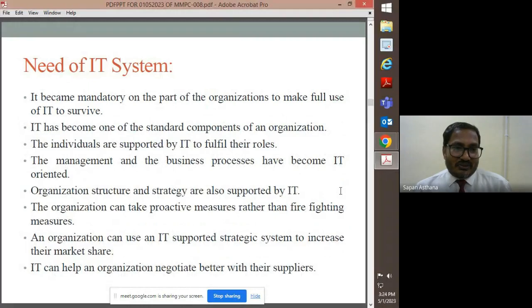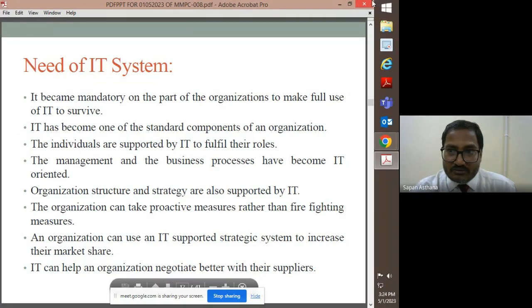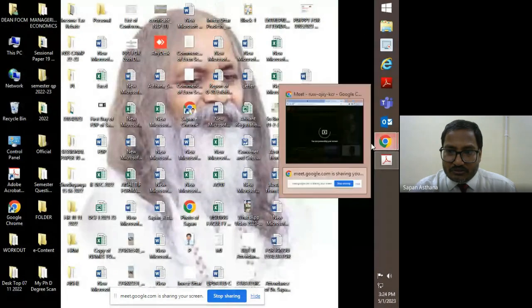Learners, when we talk about the need of the IT system, why this IT system is required, it became mandatory on the part of the organization. Just a minute, learners.